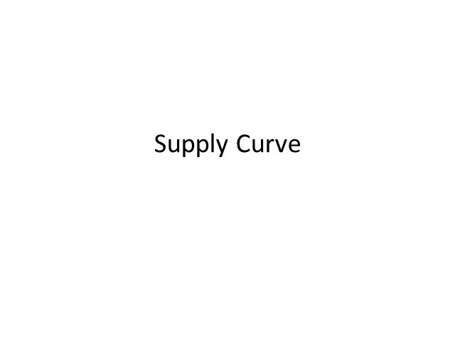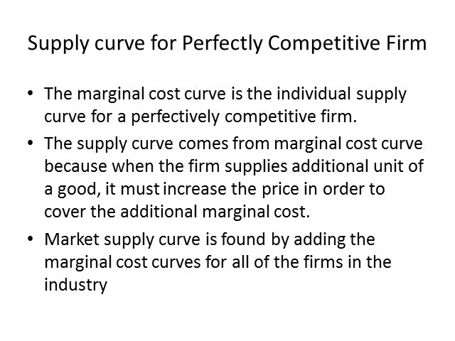Let's take a few minutes to see how the supply curve is created from the marginal cost curve. The marginal cost curve is the individual supply curve for a perfectly competitive firm. The supply curve comes from the marginal cost curve because when a firm supplies an additional unit of good, it must increase its price in order to cover its additional marginal cost. The market supply curve is found by adding the marginal cost curves of all the firms together in the industry.